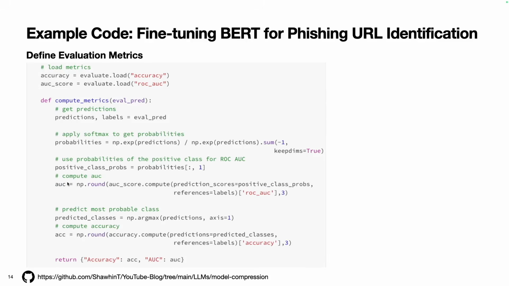So that gives us our AUC score, and then we can predict the most probable class. Predictions will consist of 2 numbers: a logit corresponding to a safe URL and the logit corresponding to an unsafe URL. We'll just do argmax, so it'll return which element is larger, and then we can pass that into this line of code to compute the accuracy. We'll compare the predicted class with the ground truth, and round that number to 3 decimal places. Then we'll return a dictionary, which consists of the accuracy and AUC score. While this may have been a lot of hoops to jump through, this will be nice during training because at each epoch, our trainer will print out the accuracy and AUC score for us.